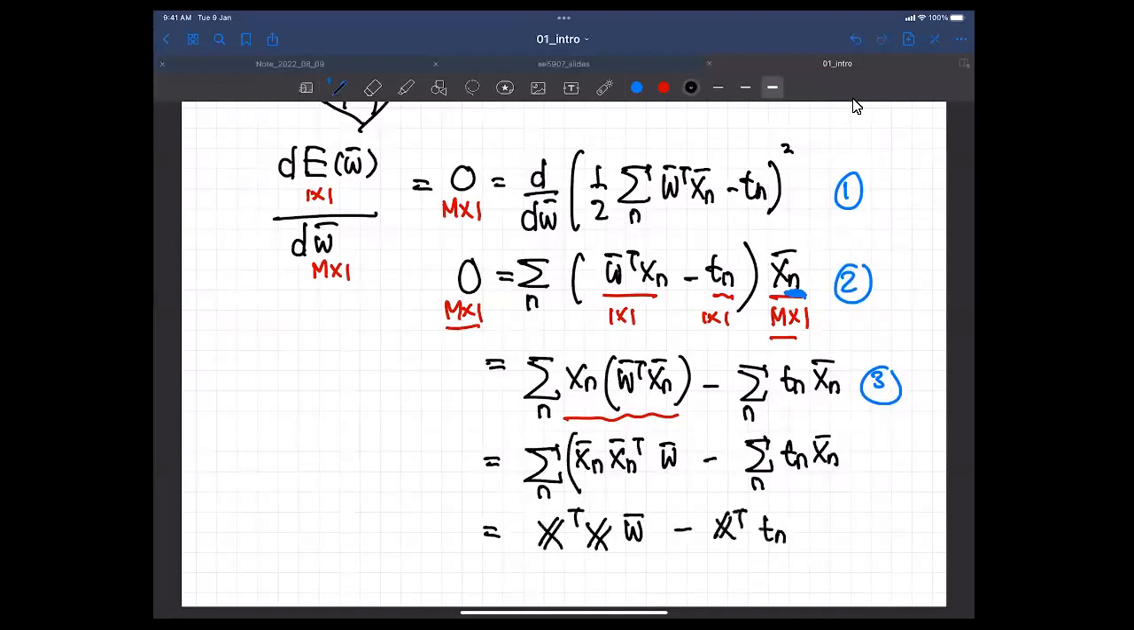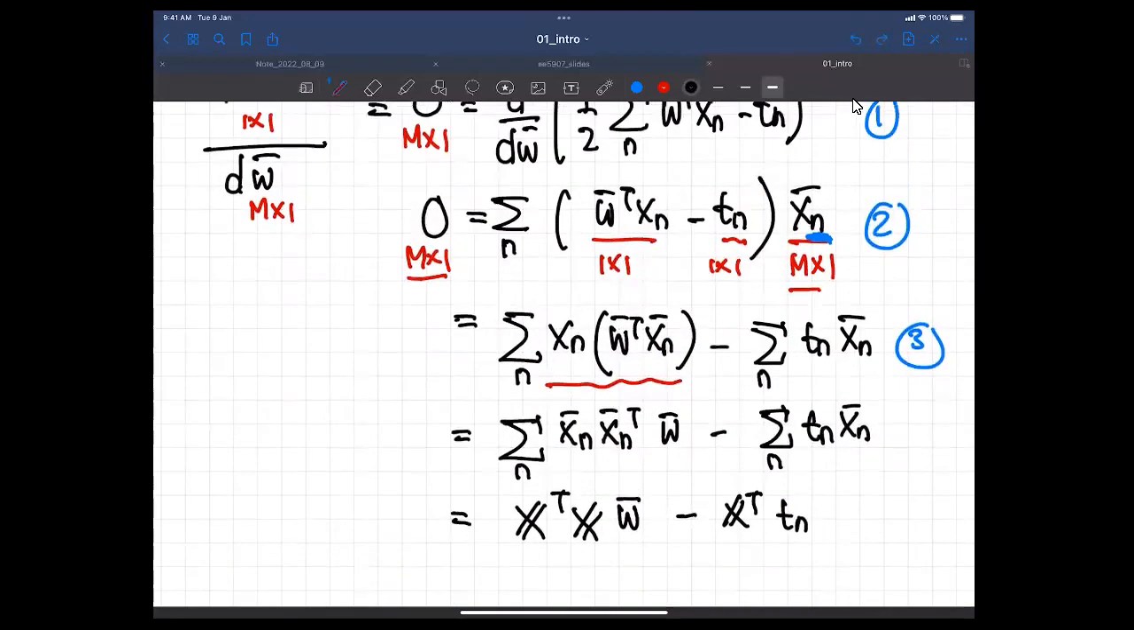So again, if you look at the matrix X here, what is the dimension of X? This one is n by 1, right? X is n by m. Transpose means that it is m by n.